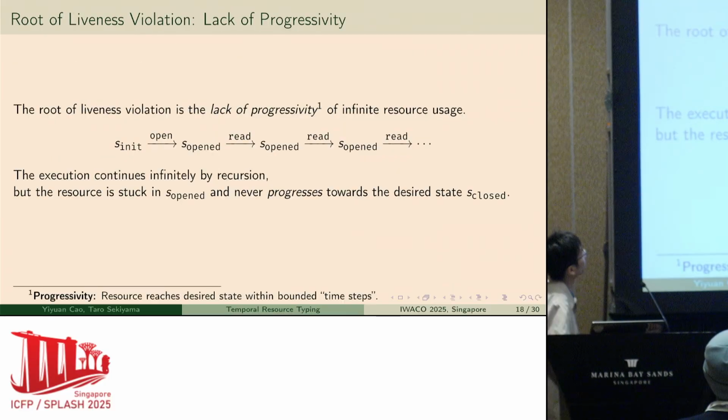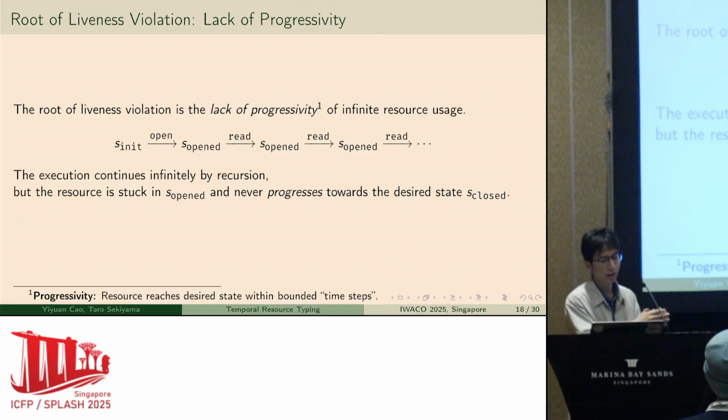So what should we do to catch this kind of liveness violation? What's the root cause of this liveness violation? Our observation is that the root of liveness violation is a lack of progressivity. By progressivity, we mean that resources should reach the desired states, or in the transition system view, the accepting states, within bounded time steps.